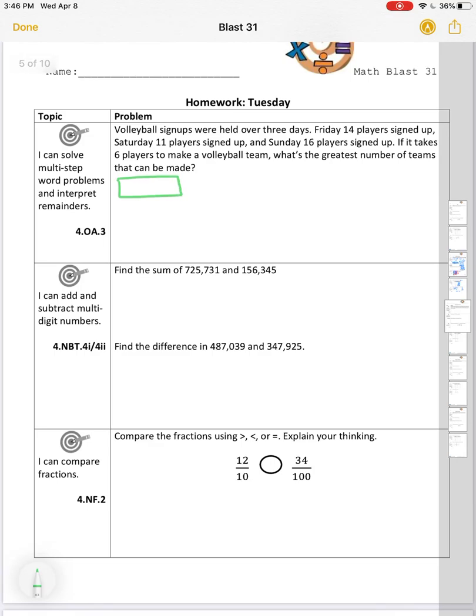Well, if on Friday we have 14 players, and on Saturday we have 11 players, and on Sunday we have 16 players, then we can combine the 3 days of sign-ups to determine the total number of volleyball sign-ups. And so we're going to add 14 plus 11 plus 16. And that would be 41. So we have 41 sign-ups.